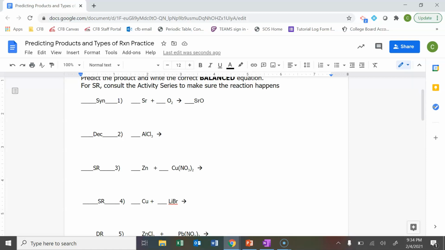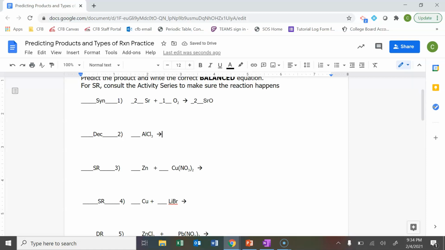So then we would just balance it. I see that I have one strontium. That's okay. I have 2 oxygen and only 1 here. Let's make that a 2. That also doubled the strontium, so I have to put a 2 right here. And if you'd like to put a 1 here, you can, but you don't have to.